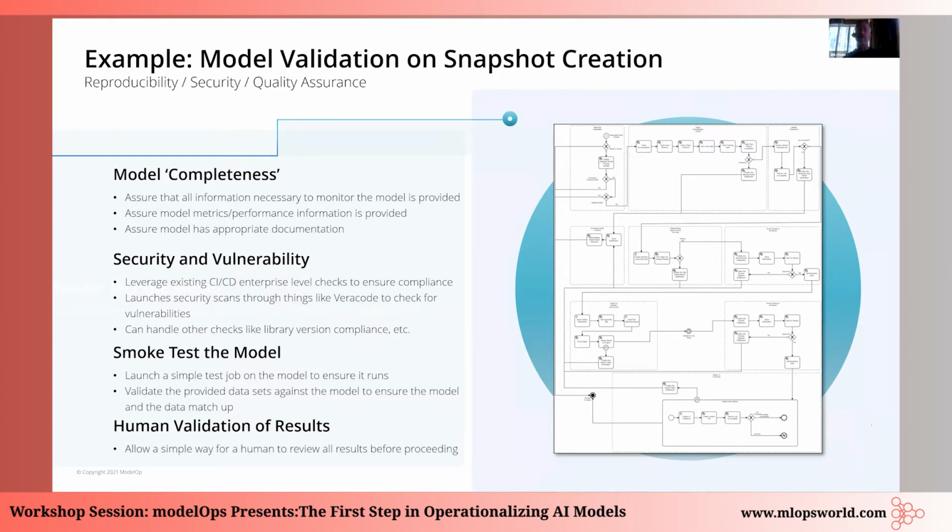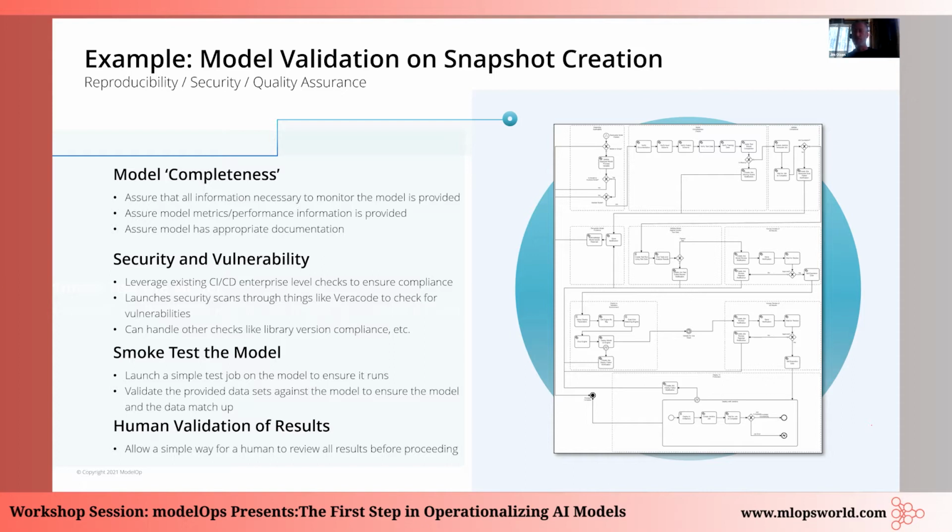And then finally, we're going to smoke test the model to make sure it actually executes. They provided us test data. We want to just make sure the thing actually runs on the target environment because, who knows, maybe they installed an unsupported library or there's some other anomaly that stops it from executing. So we're going to grab a simple test job, fire that off, and make sure it completes.